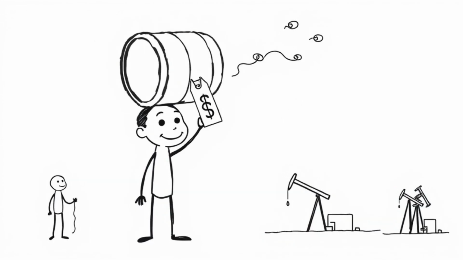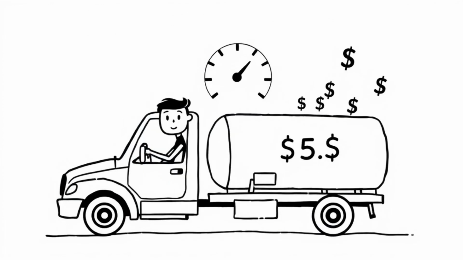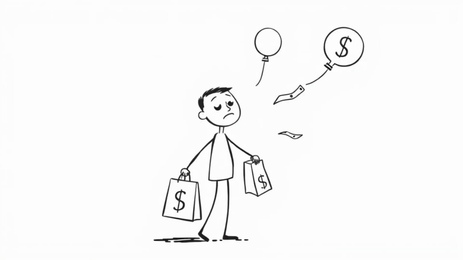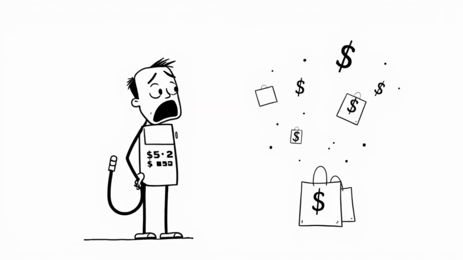The same thing happens with energy. If oil-producing countries reduce supply or face sanctions, global oil prices rise. Higher oil prices mean higher transportation costs. Higher transportation costs mean businesses pay more to move goods. And those costs often get passed down to consumers. That's how something happening far away can affect what you pay at the pump or at the supermarket.